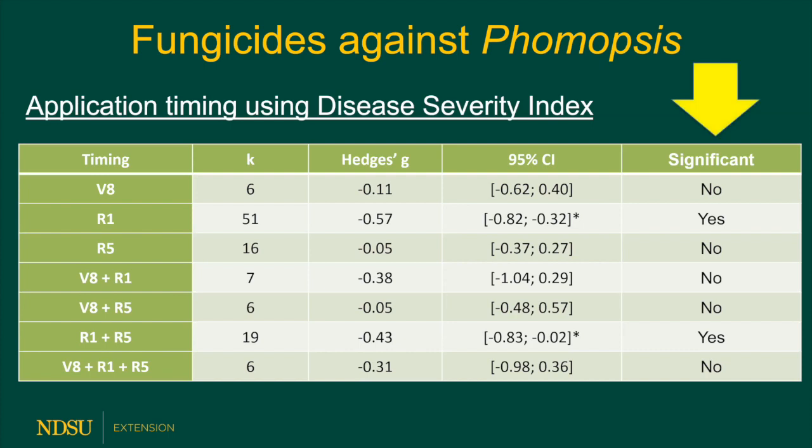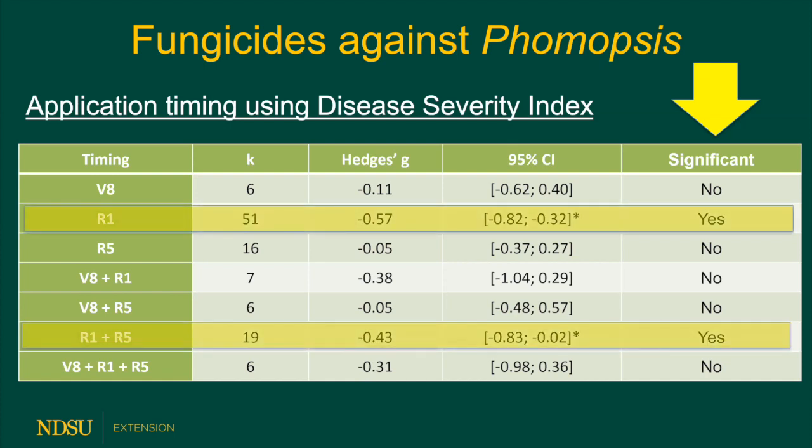But the most important thing, and the thing that we need to talk about, is whether there was significant or not. So there's 2 different timings that we see that are significant. We can confidently say over the course of these trials that a fungicide application at R1 is going to cause a significant difference in the level of Phomopsis from the non-treated control, whereas V8 and R5, they're not doing it. There's also a significant difference that popped up with R1 and R5, which is not necessarily a surprise. But R1 pops up right away as being the timing that makes a difference for Phomopsis control.